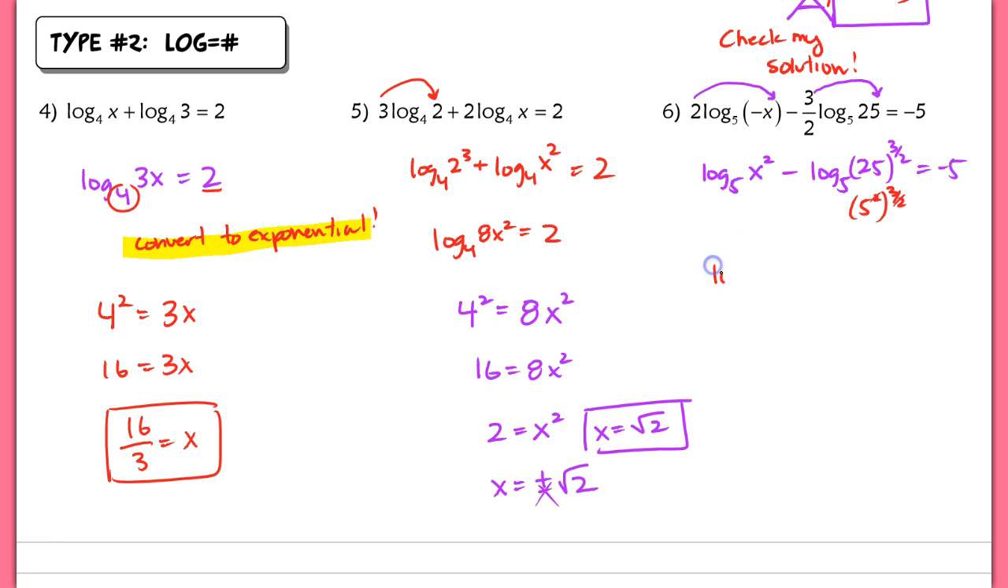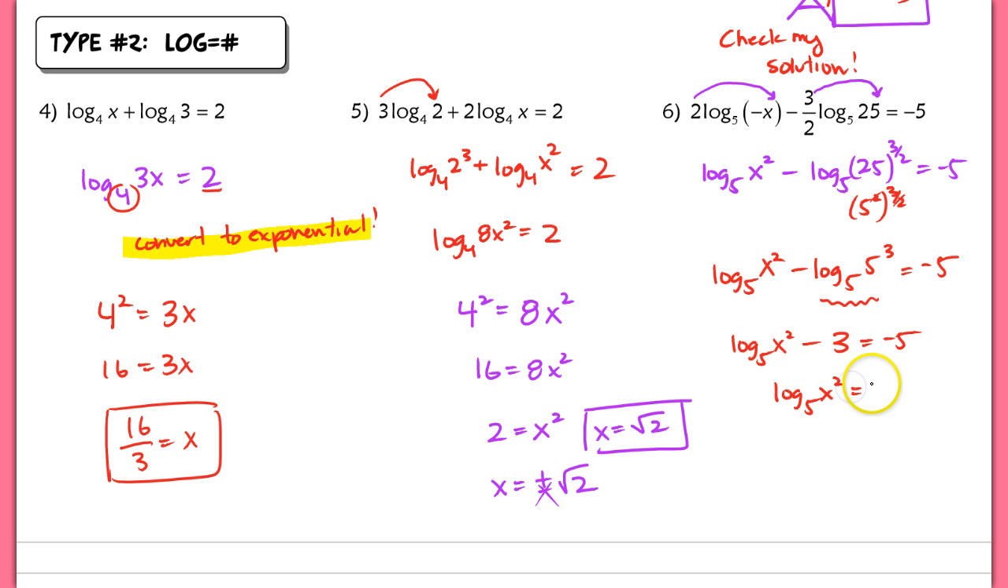So I have log base 5 of x squared minus log base 5 of 125. Now, even if I didn't simplify 5 cubed, let's write it actually as 5 to the third power, 5 cubed. Okay, now here I've got 2 ways that I can go about simplifying here. I know that this is equivalent to just 3, right? So I have log base 5 of x squared minus 3 equals negative 5. I can add the 3 now to this side to make that equal negative 2, and then I can solve from here.